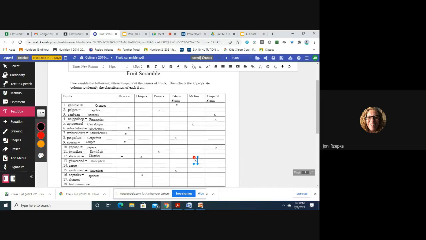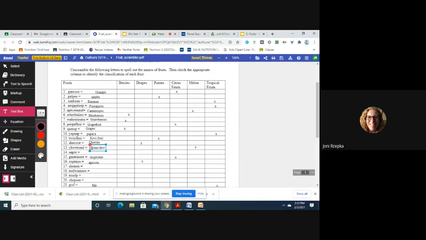Next. Okay, do you know the next one? Number 14. Pears? Yeah, pears. Correct. And that is a what? Pome? Yes. Yep. And then 15 is tangerine, and that's citrus. And number 16 is an apricot, and that's a drupe because it has a pit in it. What's number 17? Lemons, yeah. And that one actually is citrus.